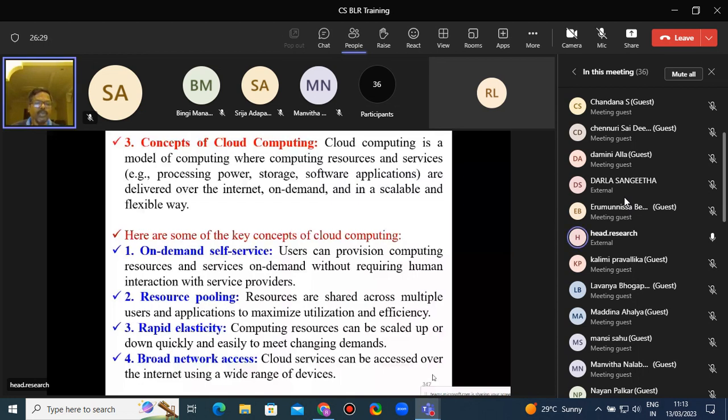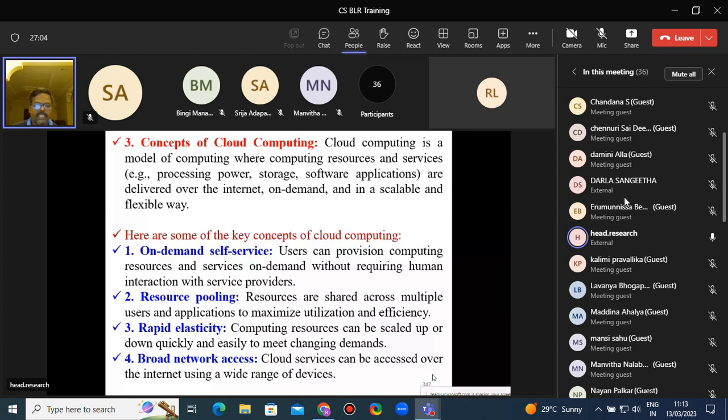And resources are shared across multiple users and applications to maximize utilization and efficiency. All services at one place is called a resource. On-demand self-service is nothing but pay and use. Then the third one is rapid elasticity. Computing resources can be scaled up or scaled down quickly and easily to meet changing demands.